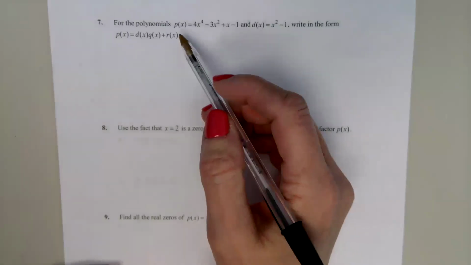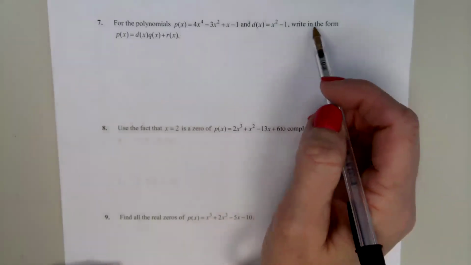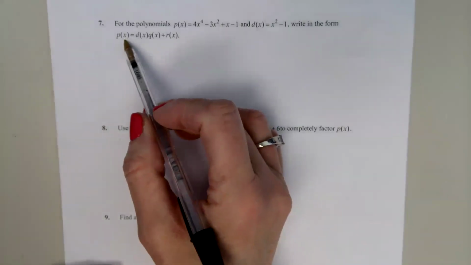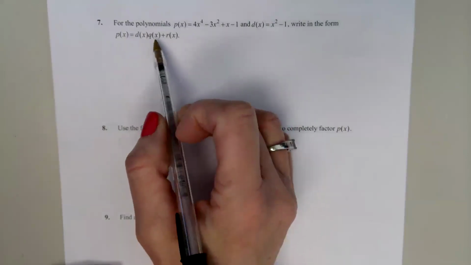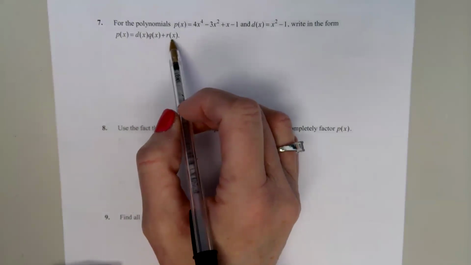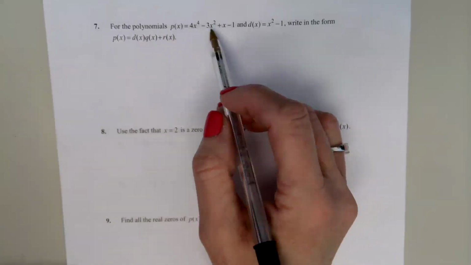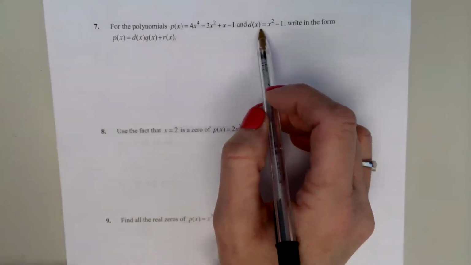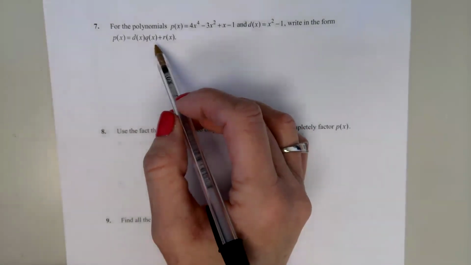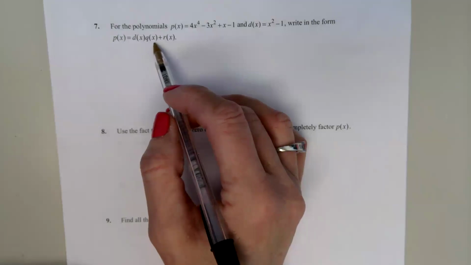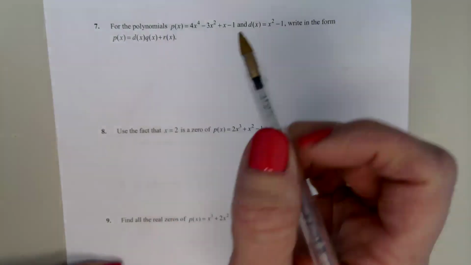So it says for the polynomials p and d, write in the form of p is equal to d of x times some polynomial q of x plus r of x. So basically I wanted to take p of x and divide it by d of x and see what that divides into, a polynomial plus some kind of a remainder.